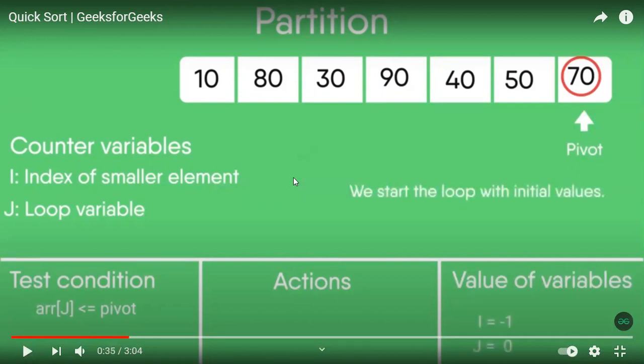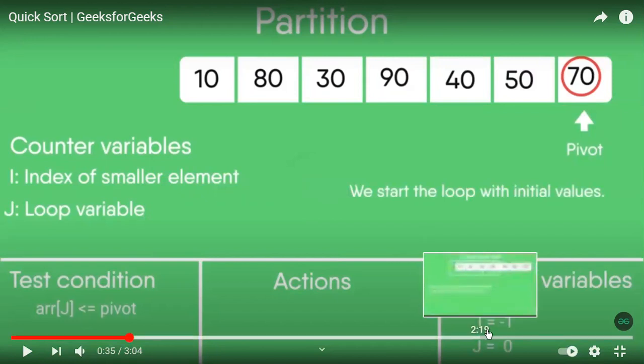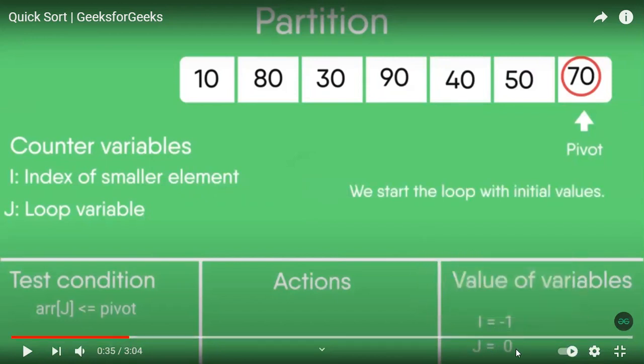Here we start the loop with initial values, where I equals -1 and j equals 0. Clear? Where I equals -1 and j equals 0, initial values. Next.